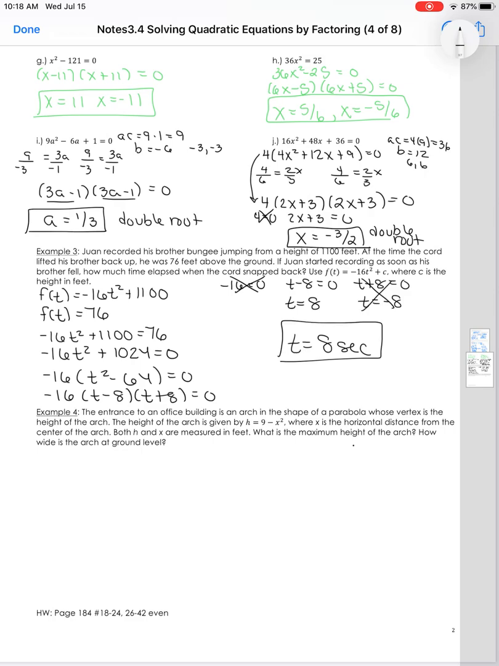So negative 16 can't equal 0. T minus 8, you get 8, and you get negative 8. You also can't have a negative time, which means t equals 8 seconds is the only solution that you can get for this. Again, word problems are different.